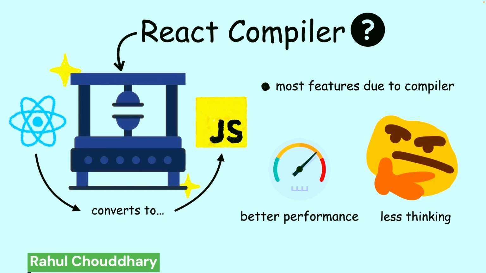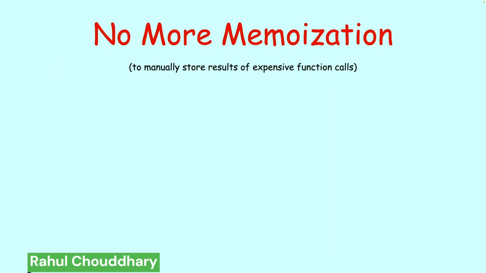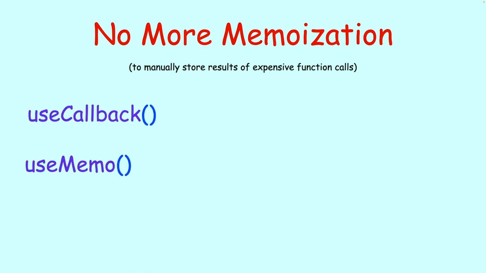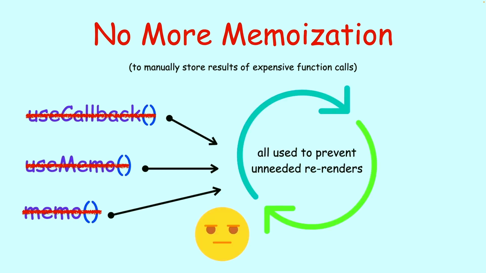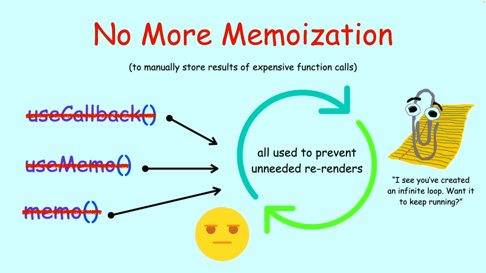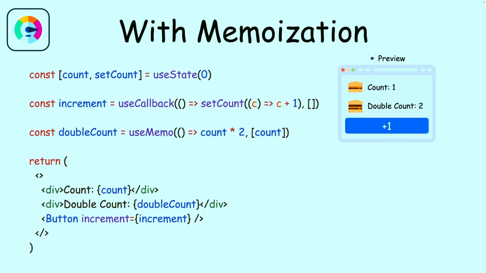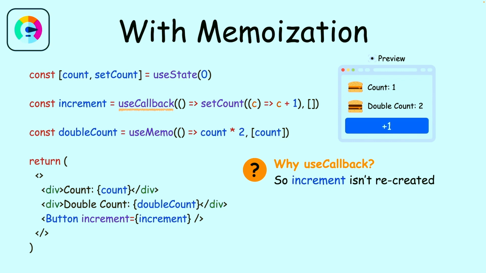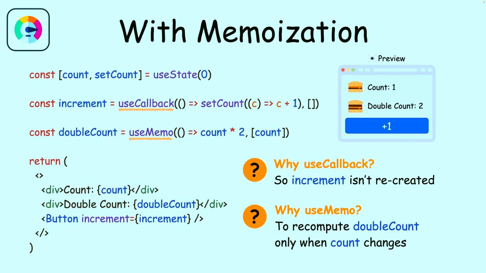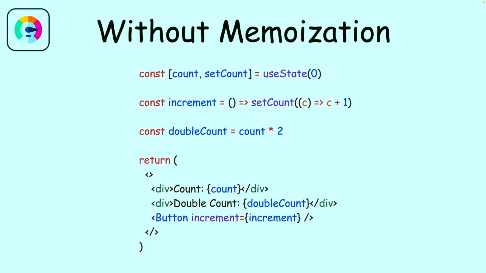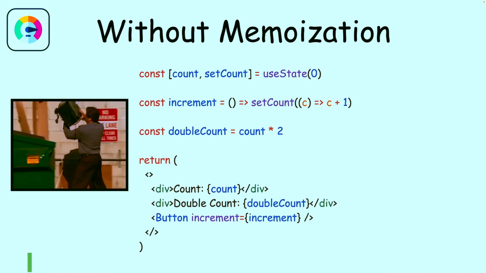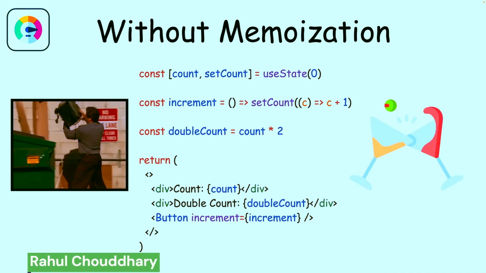But what's even better is that it removes the need for you to think as much about performance. That means you no longer have to use manual memoization tools like useCallback, useMemo, and memo. These tools were necessary to prevent unnecessary re-renders, but they were hard to use properly, even with React reminding you to use them in the console. In this code, for example, useCallback prevents the increment function from being recreated on each re-render, and useMemo is used to recompute the double count value only when count changes. But now, the new compiler optimizes your React code automatically, so you can completely remove any performance hooks you previously had. And it gets even better.